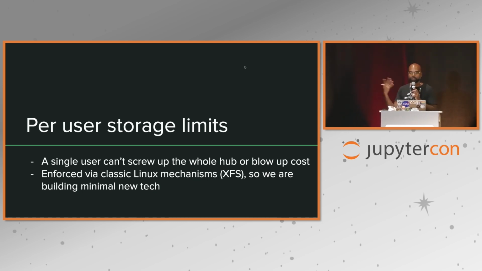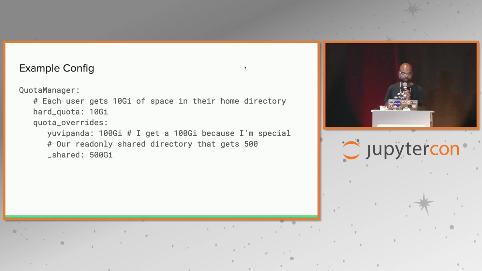And I'm not going to go into the implementation details, but it's all classic Linux stuff, just tuned to work on Kubernetes and in the cloud very well. This is an example config. Each user gets 10 gigs as a limit, and you can do overrides, so individuals can get more space for whatever reason that they want.